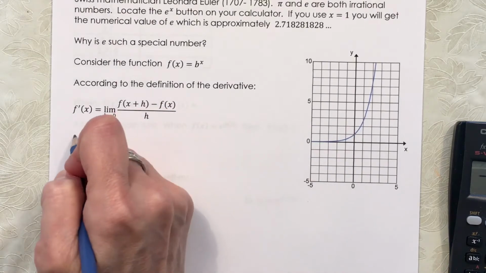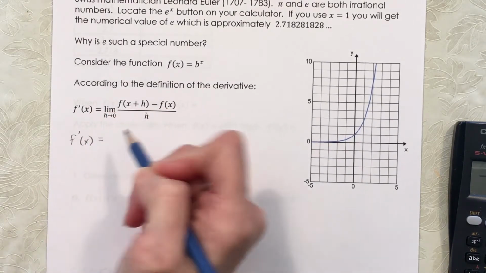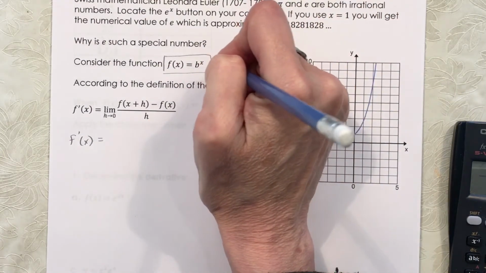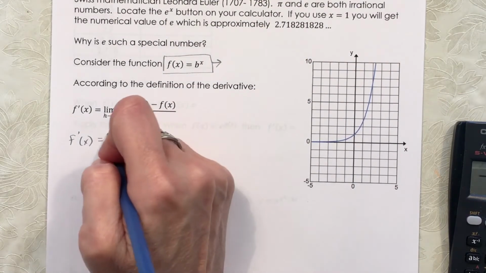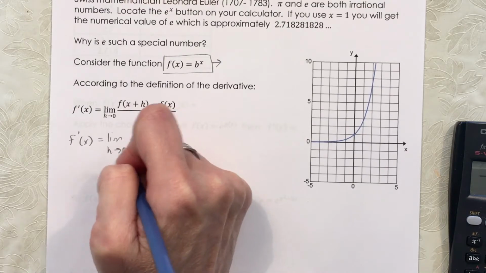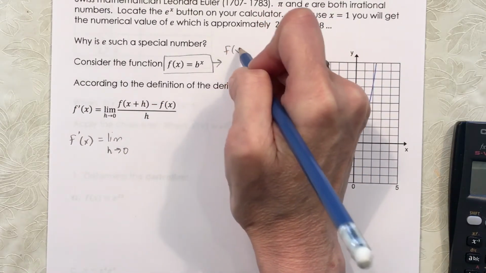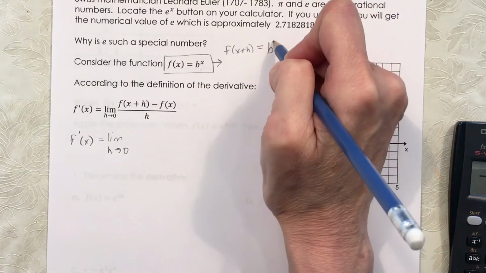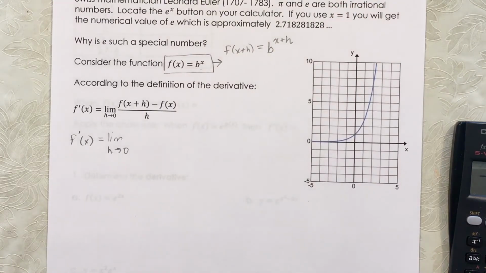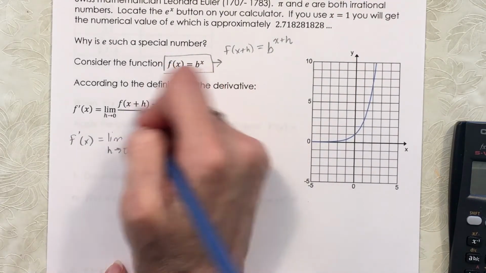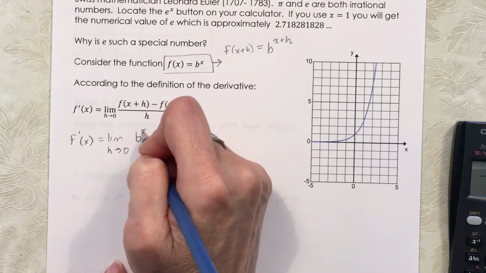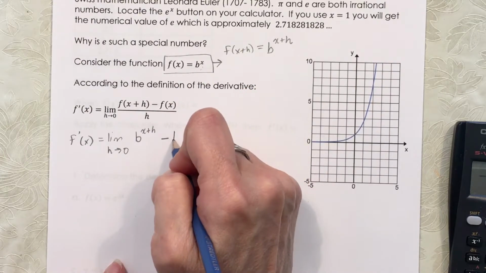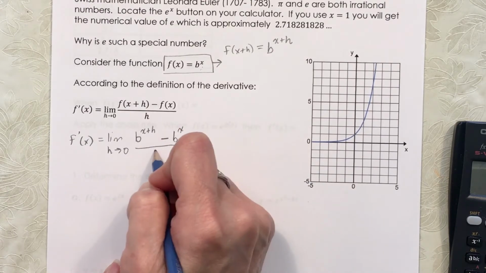So if we want to determine f prime at x for the function f at x equals b to the x, that's what we're going to think about right now, then it's the limit as h approaches 0. So think about first f at x plus h. If f at x is b to the x, then f at x plus h is going to be b to the power of x plus h. Okay? So I can replace f at x plus h with b to the power of x plus h, minus f at x, which is defined to be b to the x, all over h.